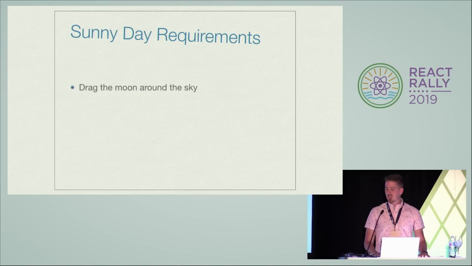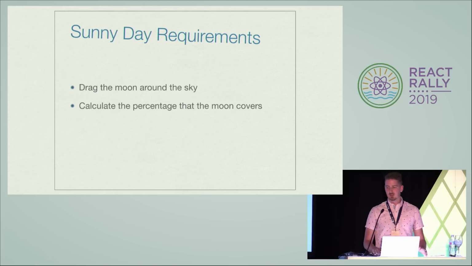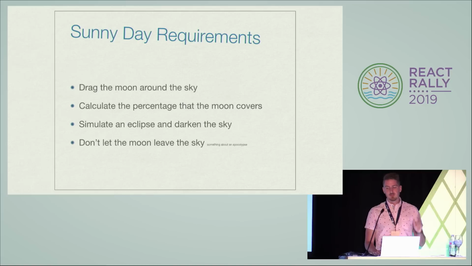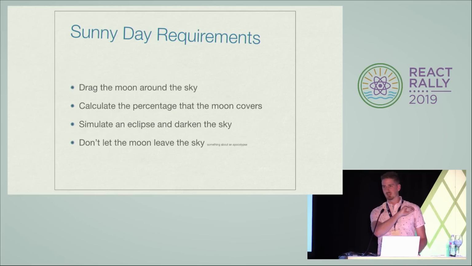So we're going to have to be able to drag a moon around the sky. We're going to have to calculate the percentage that the moon eclipses or covers the sun. And then we're going to simulate an eclipse and darken the sky. And then finally, an important part is we don't want to let the moon leave the sky. It's not like we're building horrible interfaces, but I just don't want the user to be able to drag the moon out and then not be able to change the volume again.